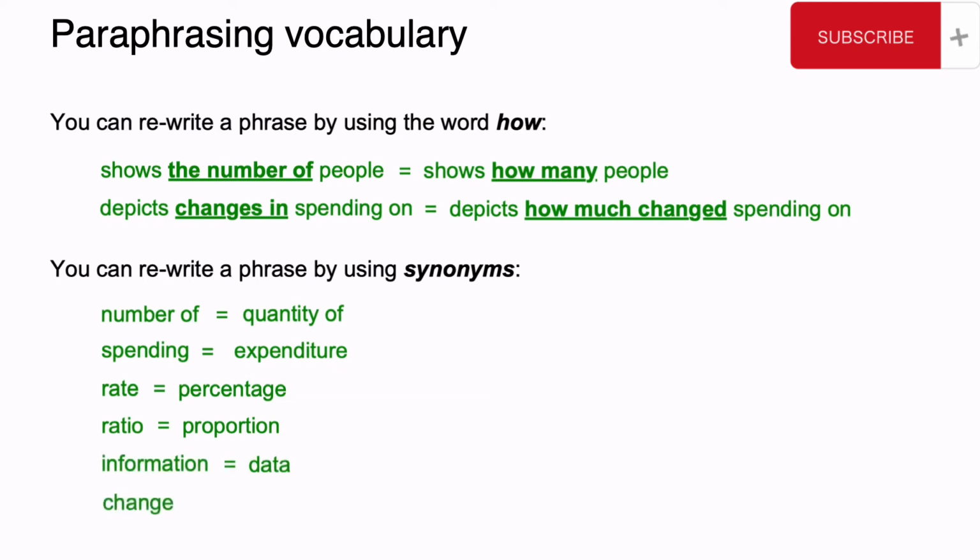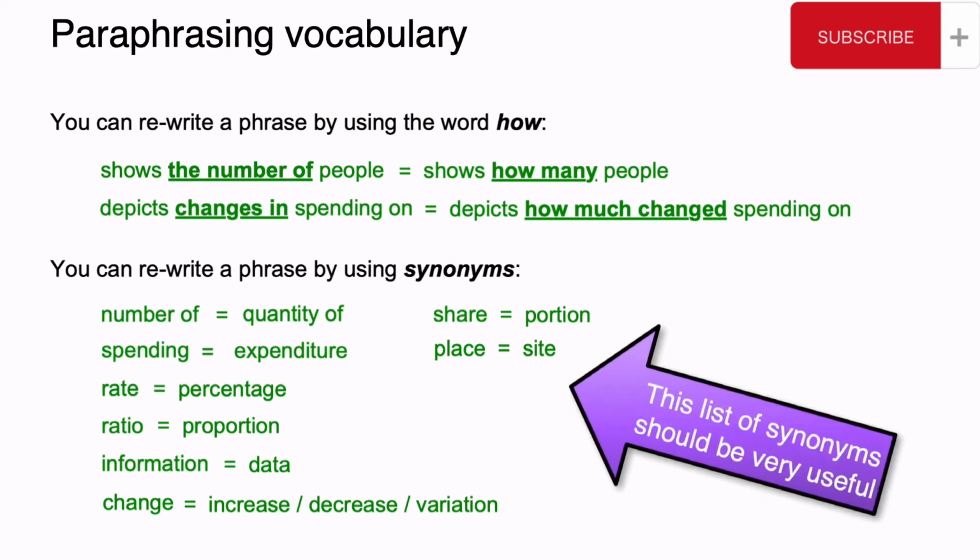Change can sometimes be replaced by increase, decrease, or variation. Share is equal to portion. And place is equal to side. These phrases often come up in IELTS Writing Task 1, so this list of synonyms should be very useful. It's good to remember those words.